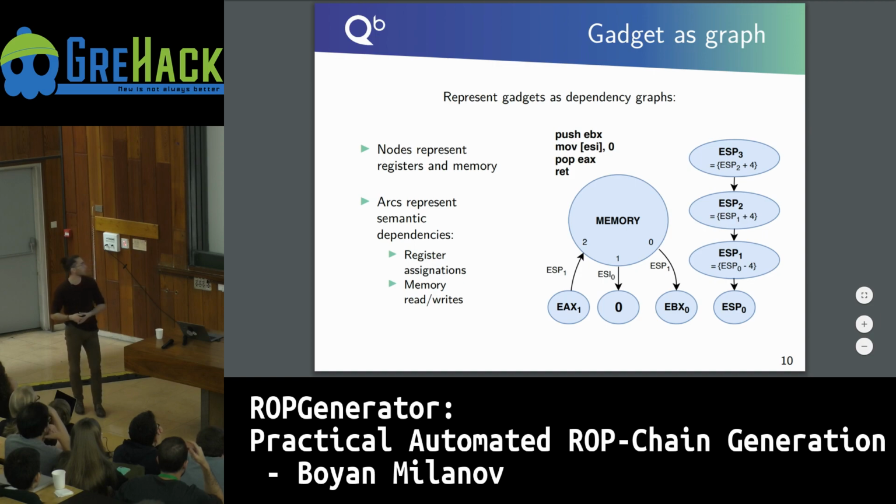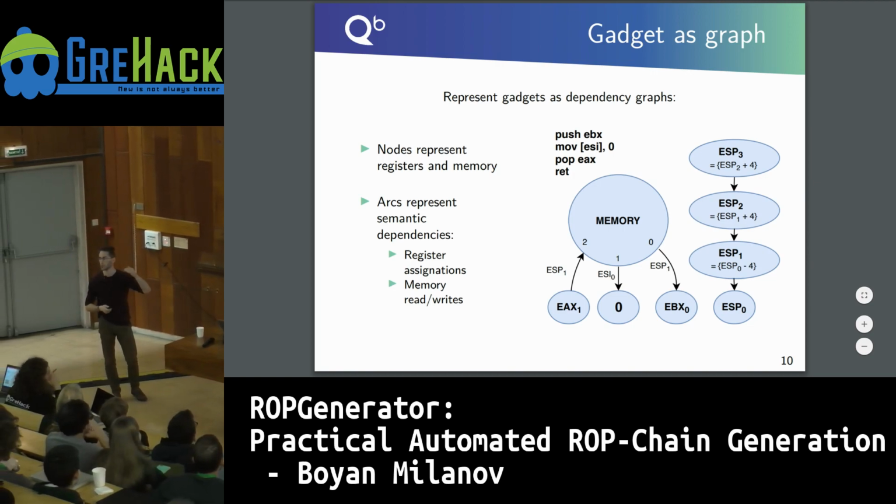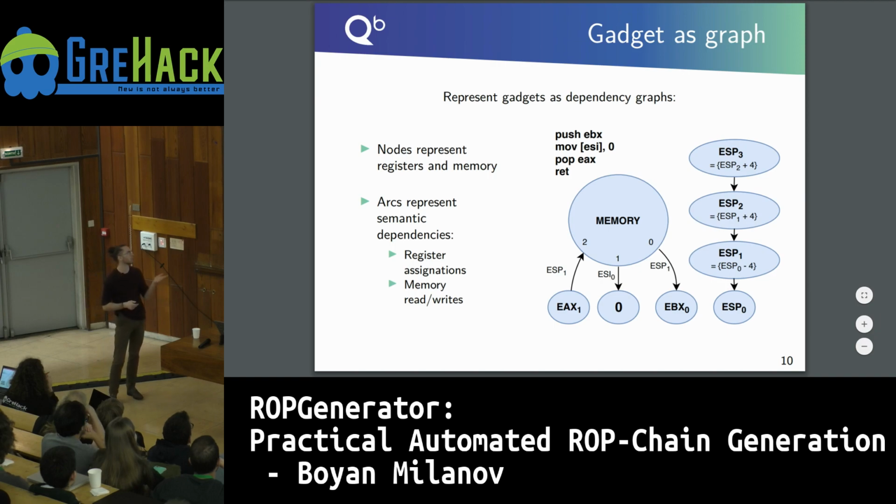So here you have an example of a gadget graph. The gadget is push EBX, then move 0 to the address ESI, and then pop EAX, return. The nodes of the graph are registers. If you look at the ESP register, for instance, you can see that you have several nodes for ESP. Basically you have one node every time you modify a register. So ESP0 at the bottom is the initial value of ESP when you start executing the gadget.